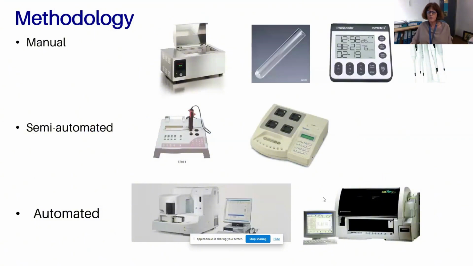So I've just put these pictures up to show you a water bath, some test tubes, a stopwatch, pipettes, and then you've got these little semi-automated analyzers. So the Stago machine has a mechanical endpoint, so it uses a cuvette with a ball bearing in it. And then we've got a Sysmex analyzer, which uses light to detect the endpoint of the clot. And then we've got automated machines here.